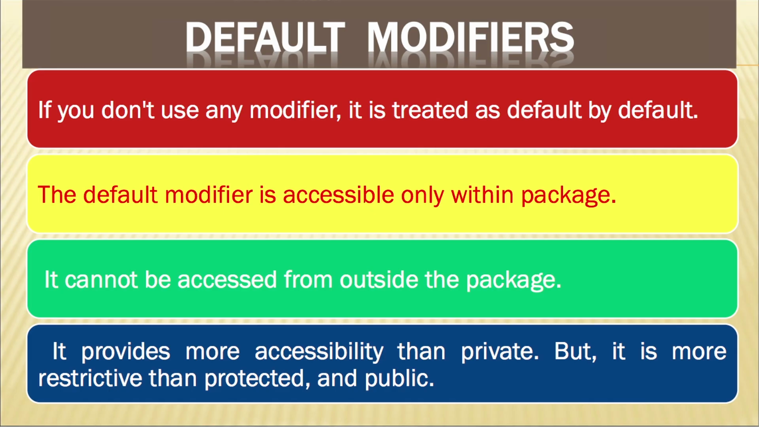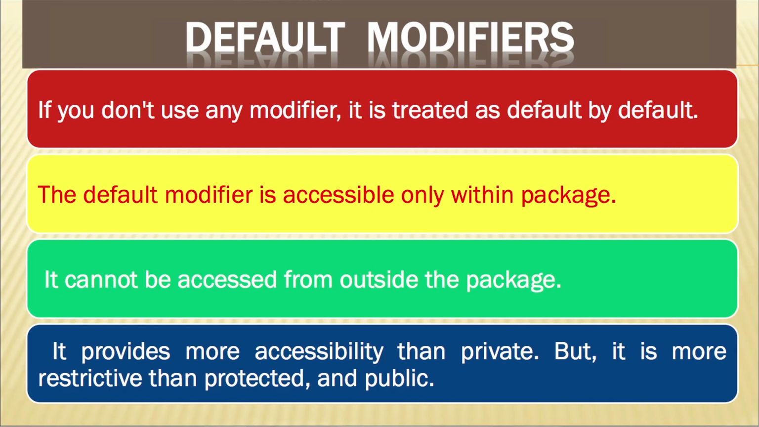So the default modifier: if you don't use any modifier or any access specifier, it is treated as the default modifier. This is the first point. And the second point, the default modifier is accessible only within the package. So outside the package we cannot use the default modifier.